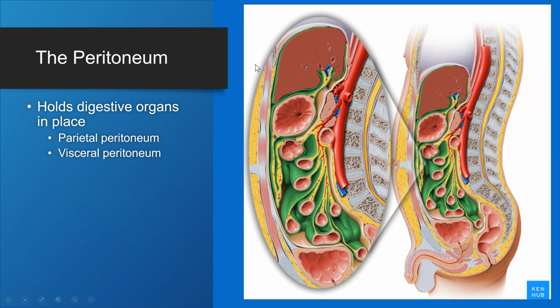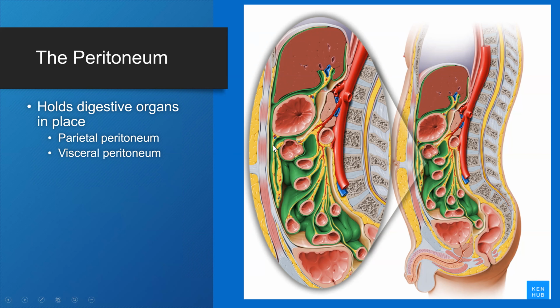You can see how it covers your liver and stomach and large and small intestine right over here. And it's a double-layered membrane. So the peritoneum has a parietal peritoneum and a visceral peritoneum. The visceral peritoneum will cover your organs, your viscera, and the parietal peritoneum will cover the cavity.